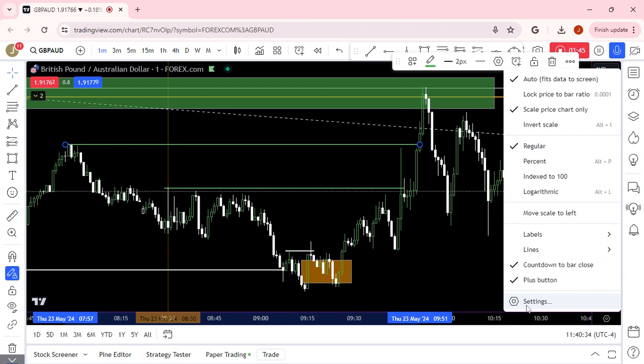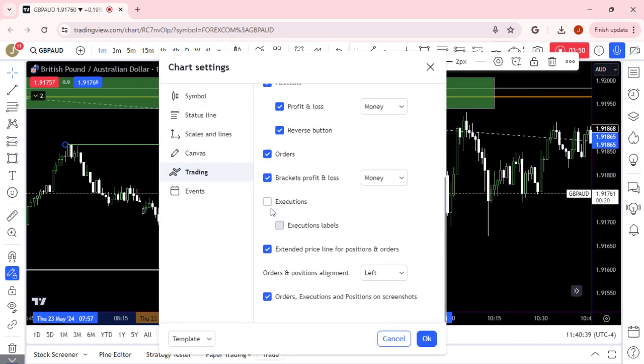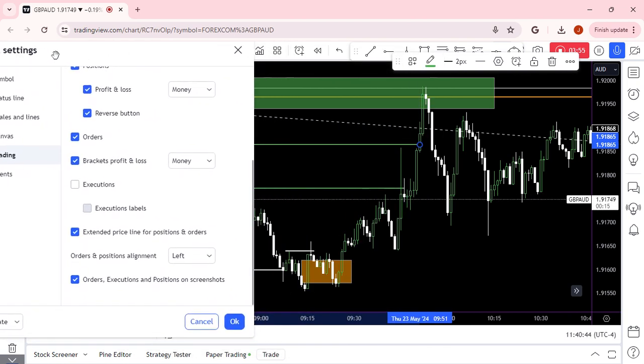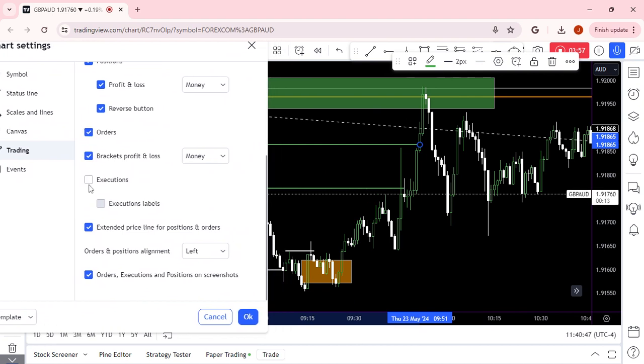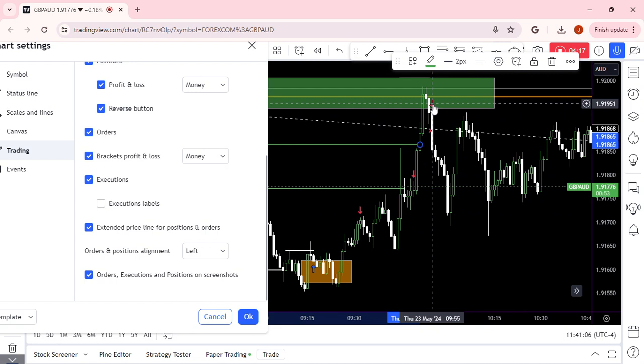Let me show you the actual trade that I executed. So TradingView has this on chart settings, execution. It just pretty much shows you that you cannot edit or rig this. It's right there. So if you click execution, it shows you where you entered and took profit over here. Another one here. And then this is where I ended up closing the trade.